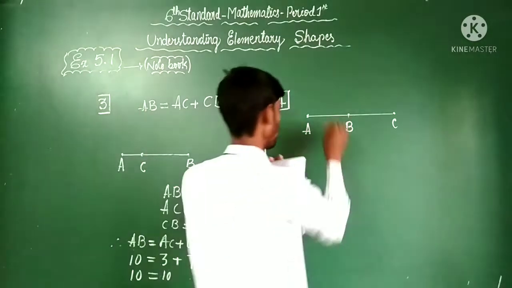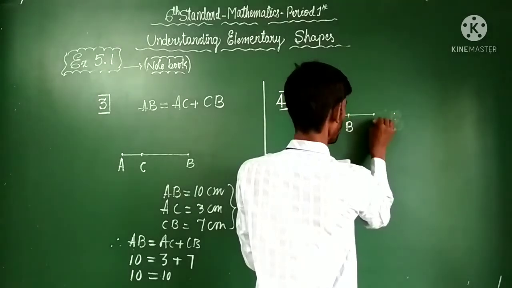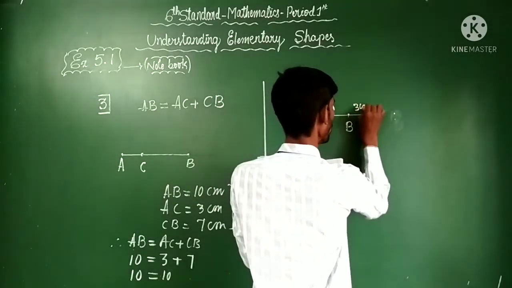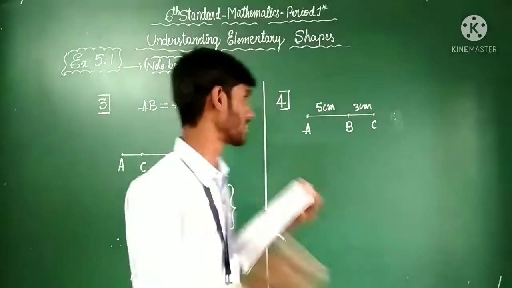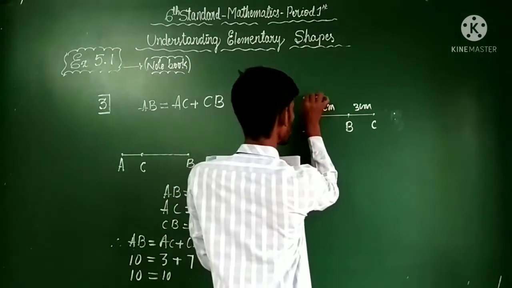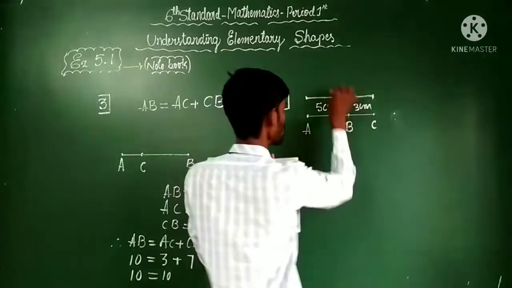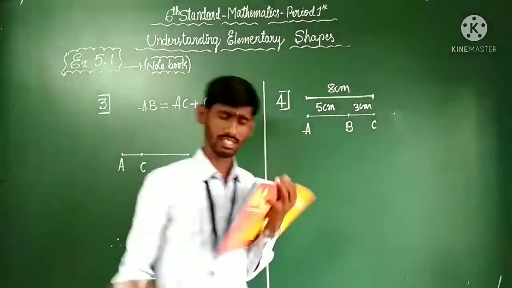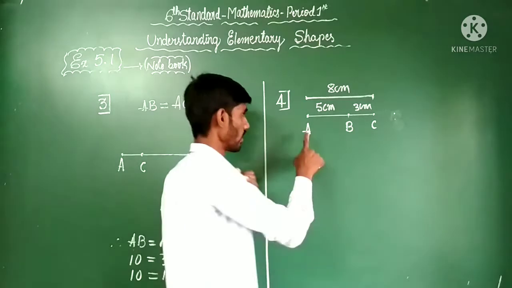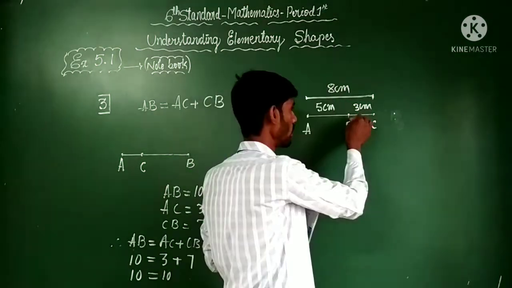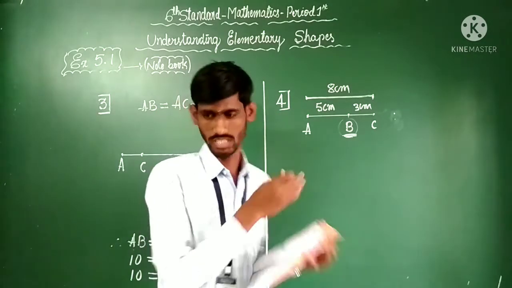AB is equal to 5 centimeter. BC is equal to 3 centimeter. Okay, AB is equal to 5 centimeter, BC is equal to 3 centimeter and AC is equal to 8 centimeter. Of course, 5 plus 3. Total measurement AC is 8 centimeter. Clear? Which one of them lies between the other two? Dear children, A is the first point, C is the ending point. This is the point B. The point B lies between A and C. This is the question.